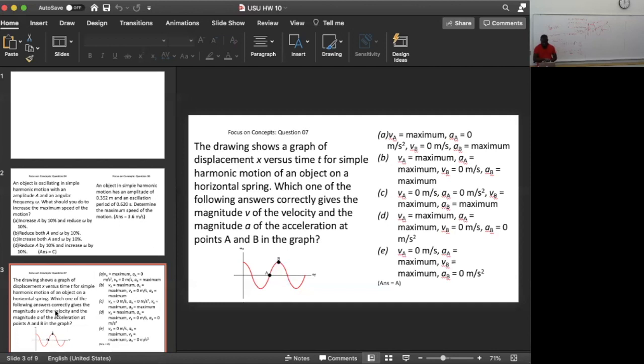AA is maximum. Is that okay? So that's wrong. So the correct answer is A, okay? The other ones are wrong. So the correct answer is A in the problem there. So VA is maximum, AA is 0, VB is 0, AB is maximum, okay? Next problem.